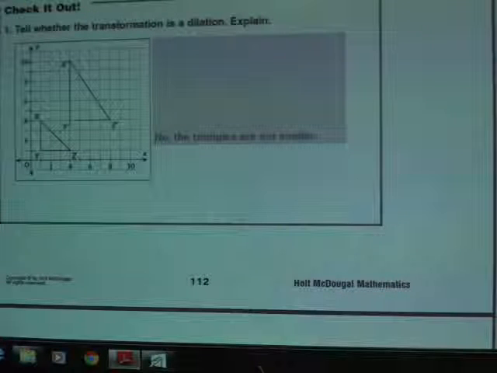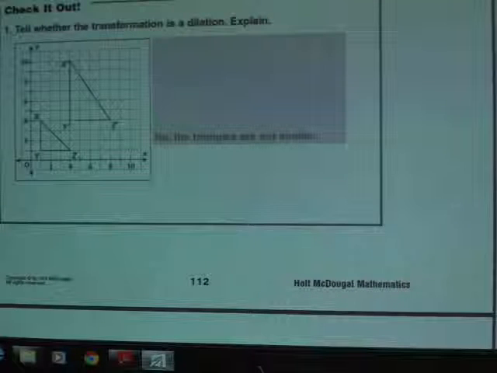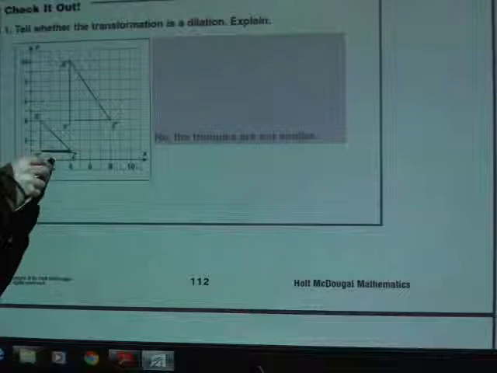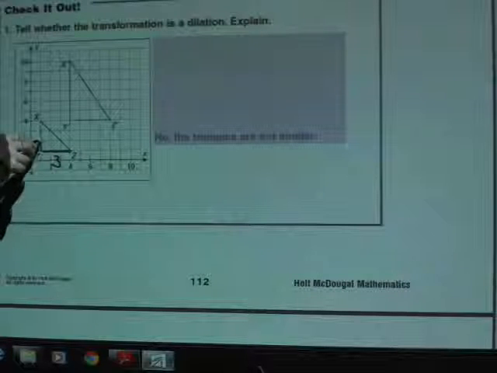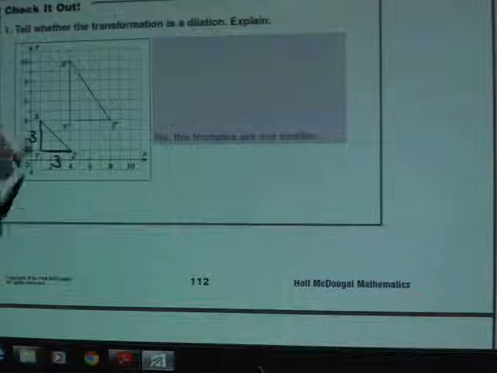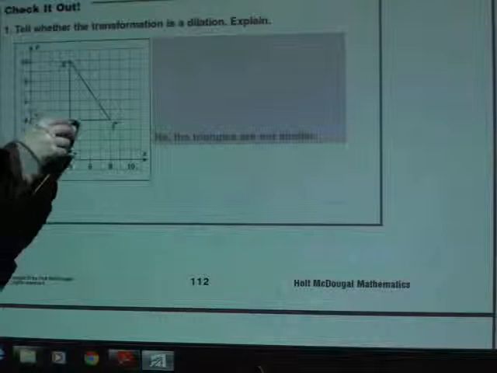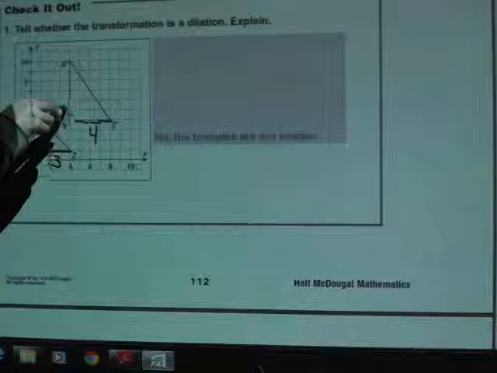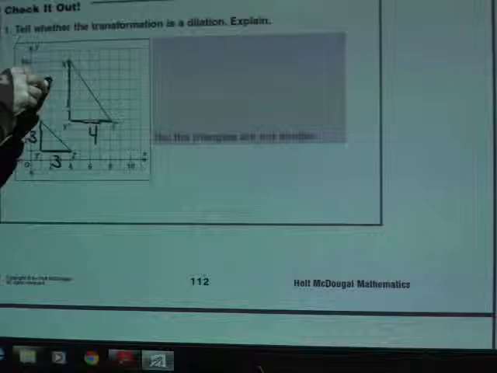All right, so let's wrap this up by looking at the check it out example. We're supposed to tell whether the transformation is a dilation and explain. Well, let's take the easy stuff here to start with. On the pre-image, the before, the one that's got the marks on it is the after, but let's go to the before. On the before, the side down here is 1, 2, 3 units large, and here it's also 1, 2, 3 units large. When I come over here, this is 1, 2, 3, 4 units large going across, and this is 1, 2, 3, 4, 5, 6 units large.